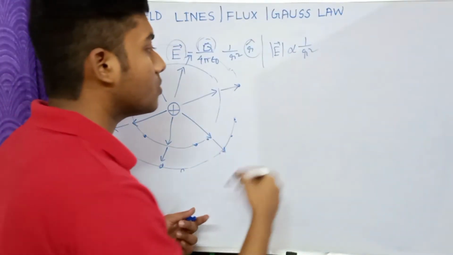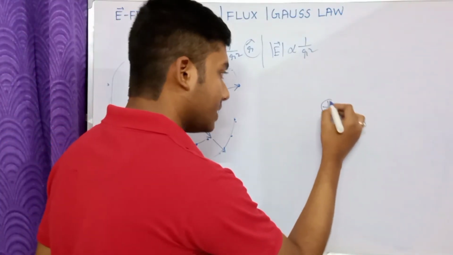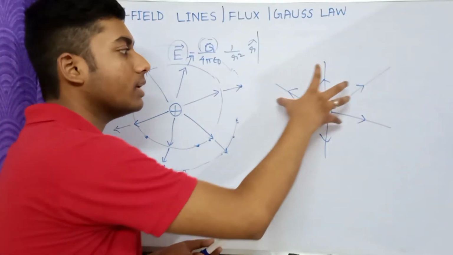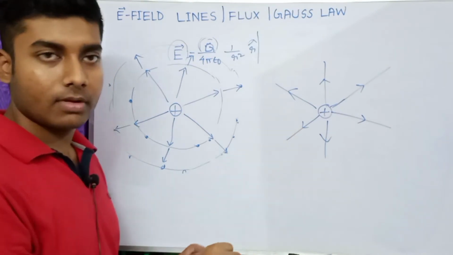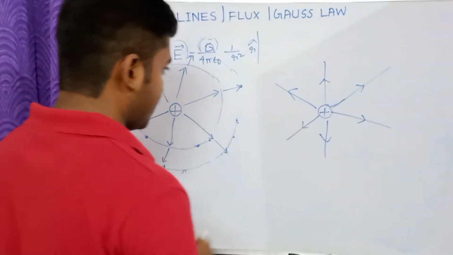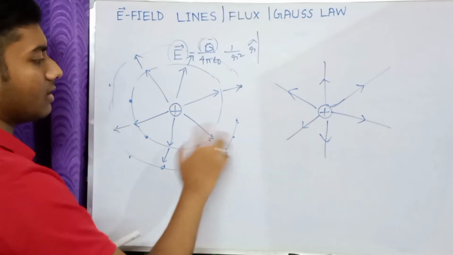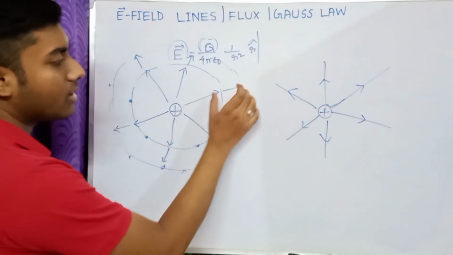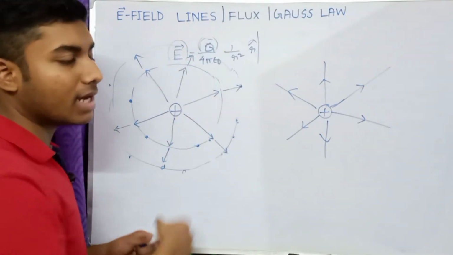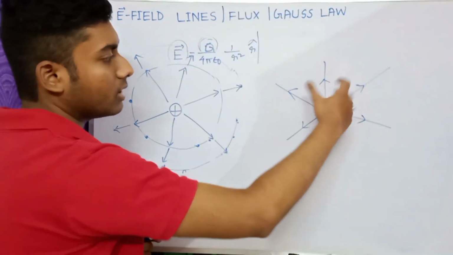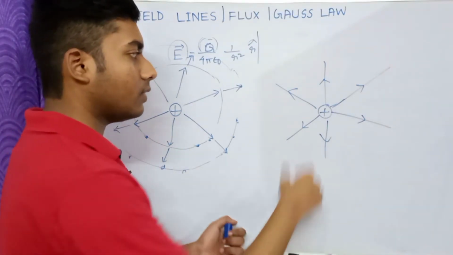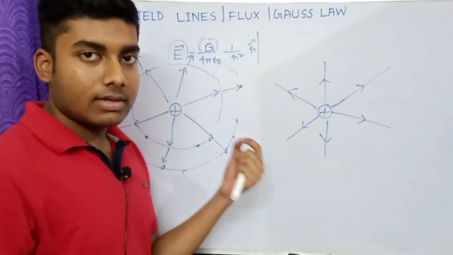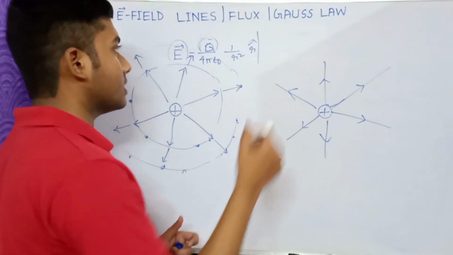One more way to draw electric field lines is like this. Electric field lines can also be drawn like this. Why this? Let us understand it. Here you can easily see the difference between these two figures: here I have drawn vectors of different lengths to represent electric field lines, but in this picture I have drawn uniform lines to represent electric field lines. So what is the reason behind that? Let us understand it.